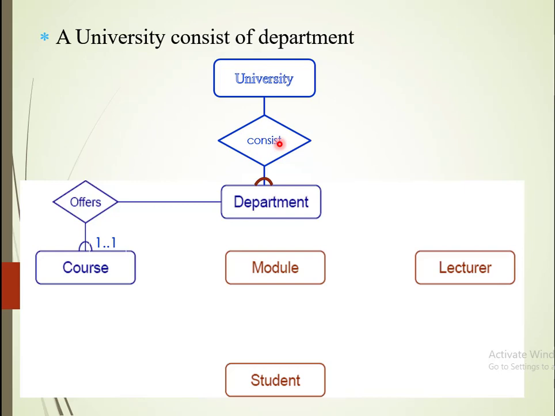The relationship is consists, and then department. We are using this symbol to denote that a university may have more than one department. So this branching denotes the many. So anytime you see this symbol, always know that it represents many. So a university may have maybe no department, or one department, or may have many departments. So we have done that particular part.